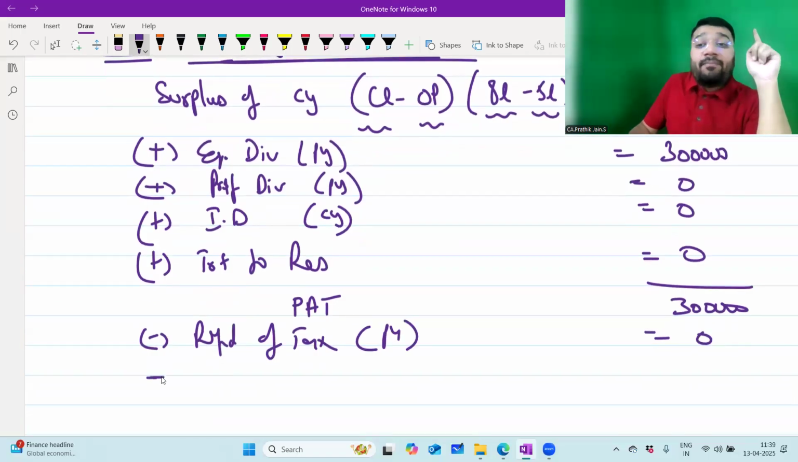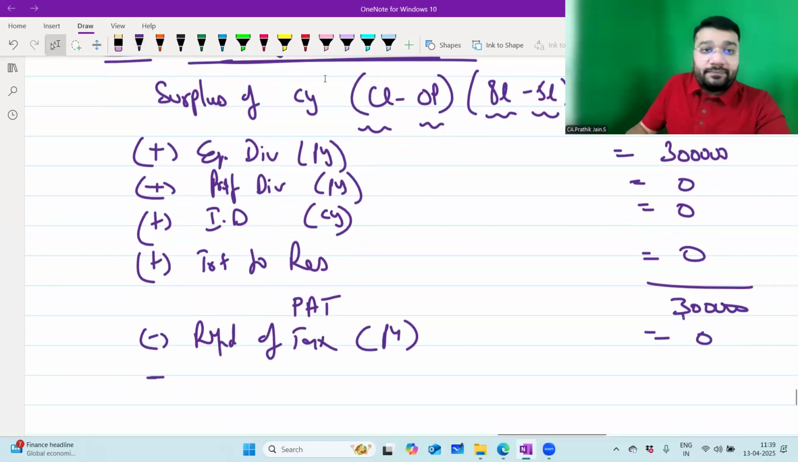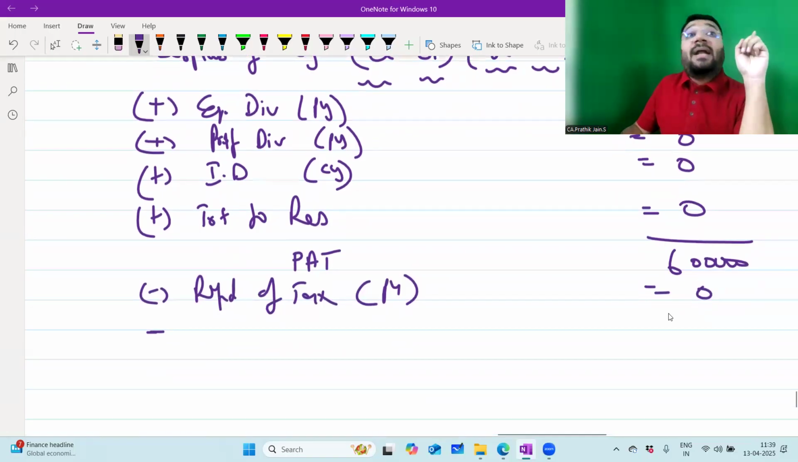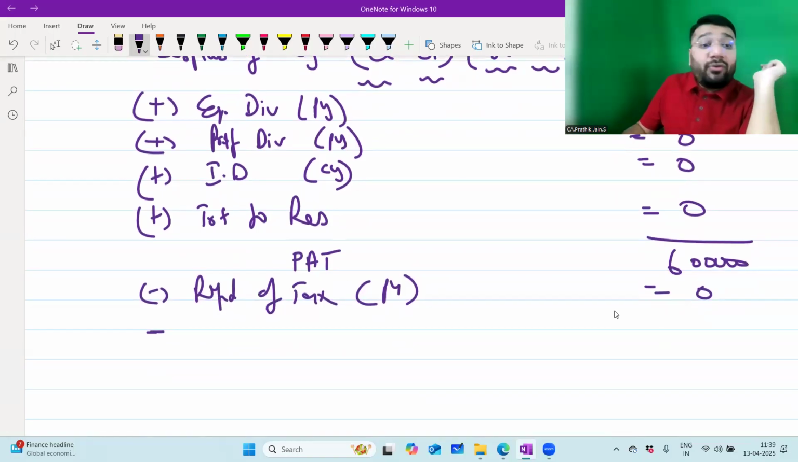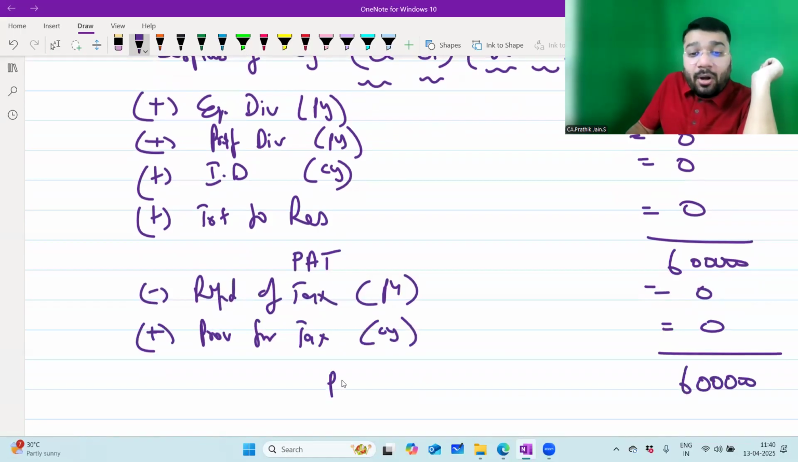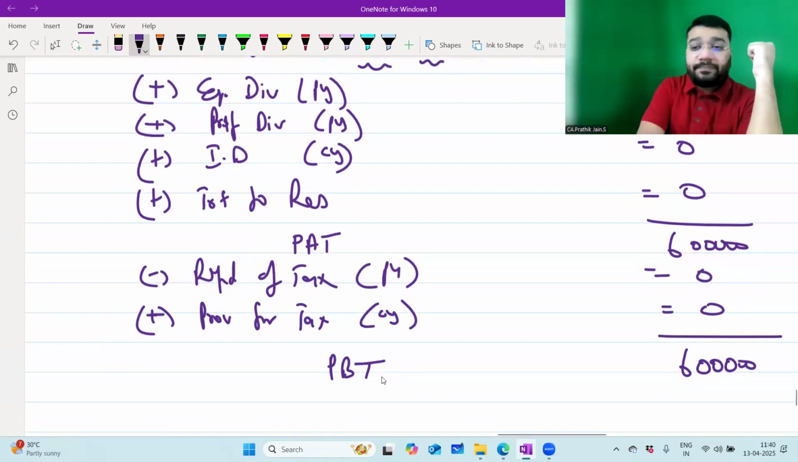Then, sorry, this is 6 lakhs. Now, provision for taxes was earlier subtracted. In the normal method, it is subtracted. In reverse, you have to add back. So, minus provision for tax. Which year? Current year. In this case, it is 0. So now the 6 lakh becomes your profit before tax.